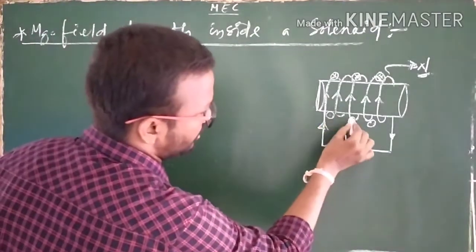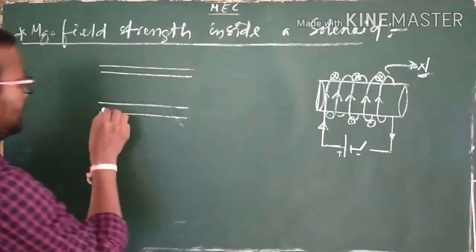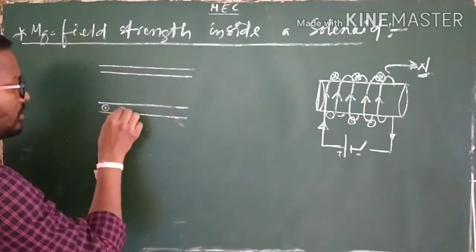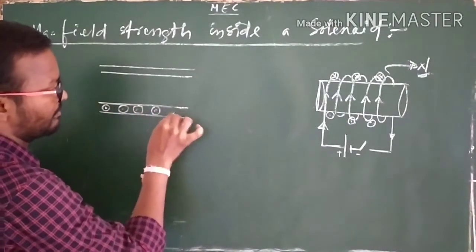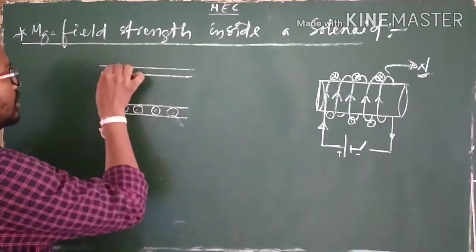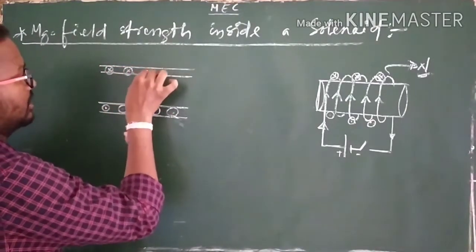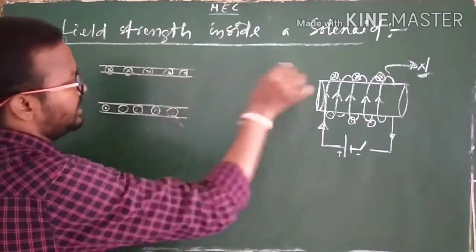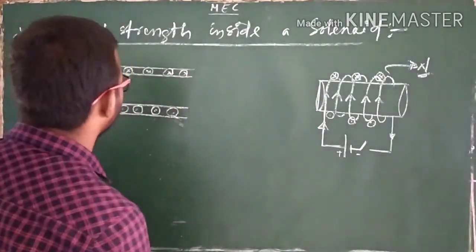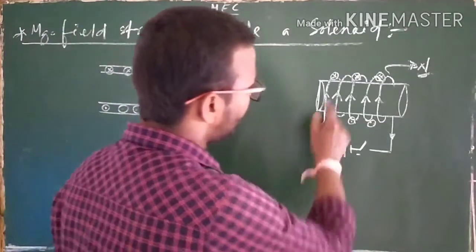Then this is the point where the current is coming outward. This is the outward current. And here the cross indicates that the current is flowing in the other direction. And this is an ideal solenoid. Clear? Okay.